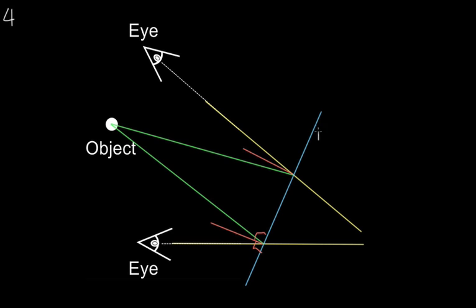So this is the plane mirror. This is the reflected ray. Both the yellow rays are reflected rays. This is the incident ray. And this pink one is the normal. And the same colours are the same thing for each of those eyes.